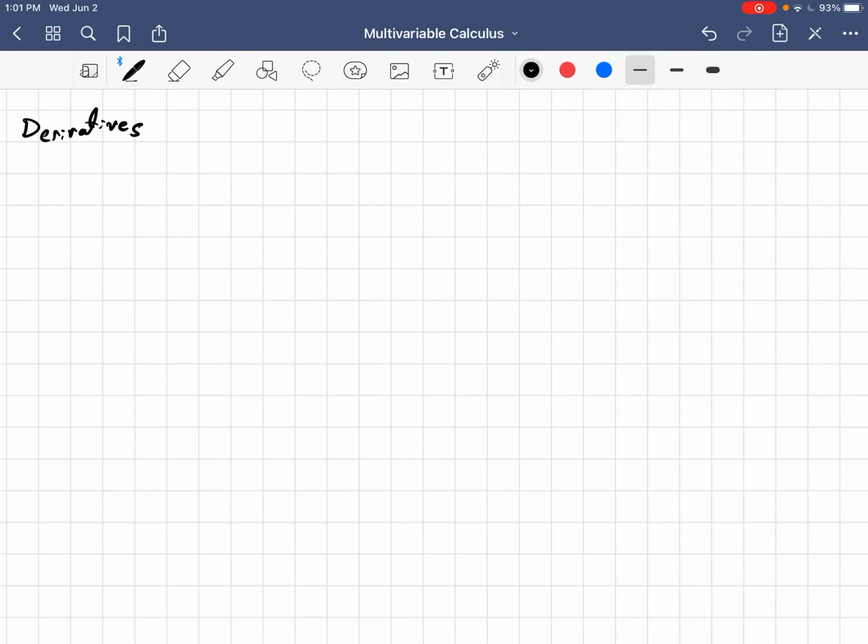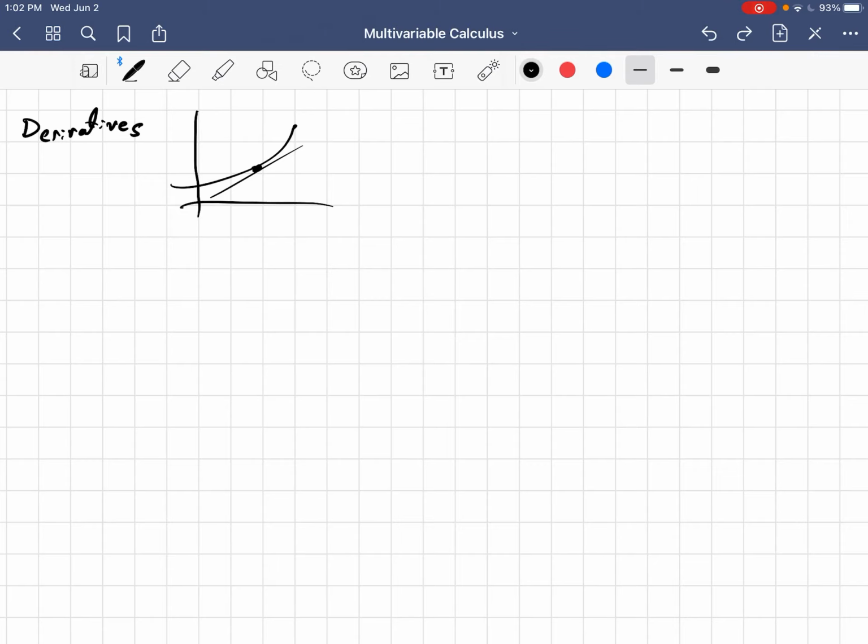Typically, we think of a derivative like this: we imagine a graph, we take a point on the graph, we draw a tangent line going through that point, and we say, okay, the derivative at that point is the slope of that tangent line. And this is not really the best interpretation of what a derivative actually is, right?